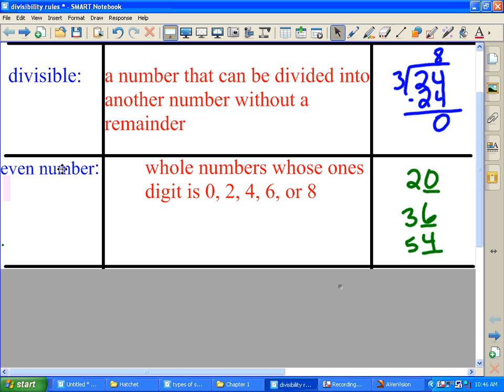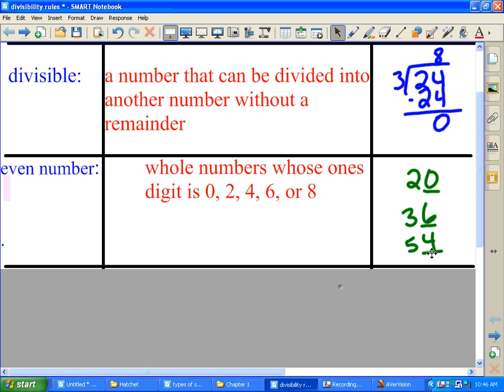The only digit that matters to see if a number is even or not is the ones digit. It's this digit right here. If it ends with a 0, it's even. So 20 is an even number. 36 ends with a 6, so it's an even number. 54 ends with a 4, so it's an even number.